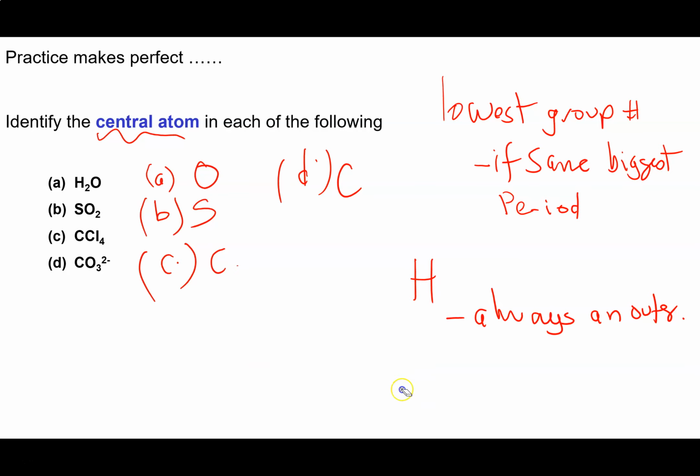So sometimes you'll start to notice a pattern after a while: when we have only one of an atom, it is frequently the central atom. You should still check, but if you're running out of time, that's a good guess. Sometimes you'll see that some people go with the guideline that the first atom in the formula is always the central atom. It doesn't really work that well. The best thing is to use the official rules of the lowest group number, but if they're in the same group, go with the highest period, and then hydrogen's always on the outside. Those won't ever lead you astray. Some of these other things that are meant to work don't always work.